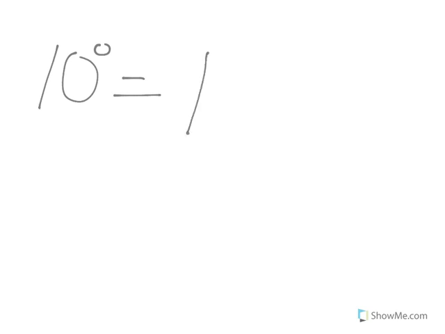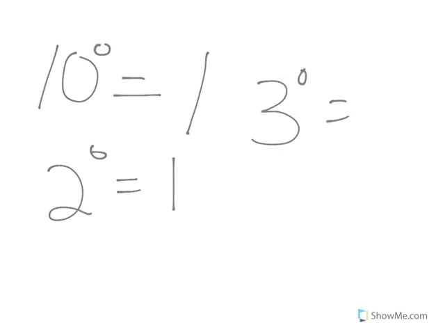Actually, anything to the 0 power but 0 is going to be 1. So if I had 2 to the 0 power, that's going to be 1. 3 to the 0 power, that's also going to be 1. But if I had 0 to the 0 power, that's going to be 0.